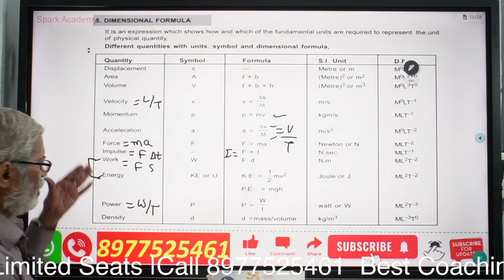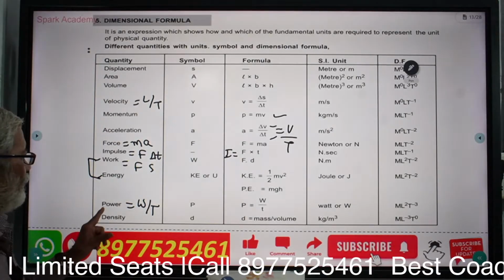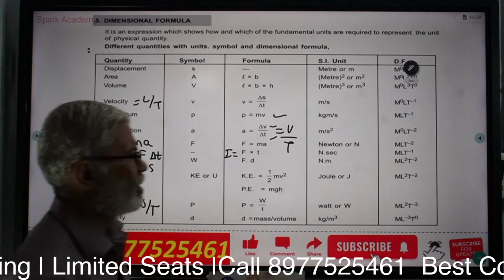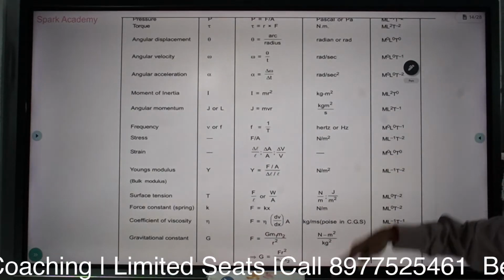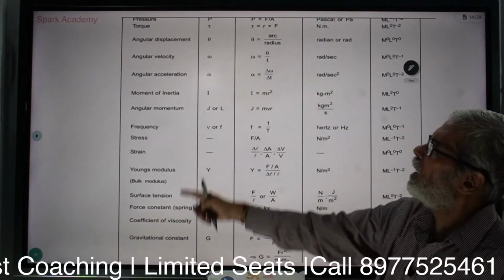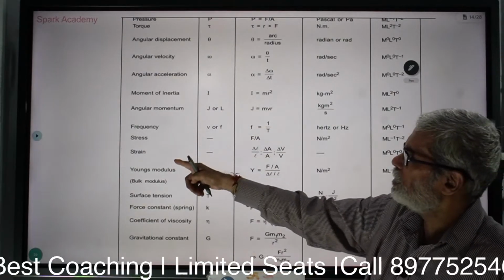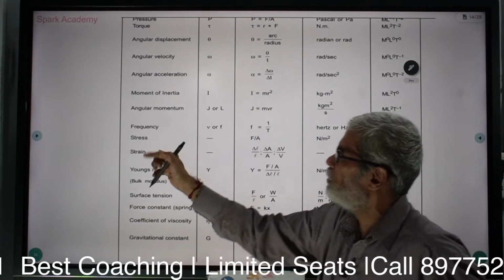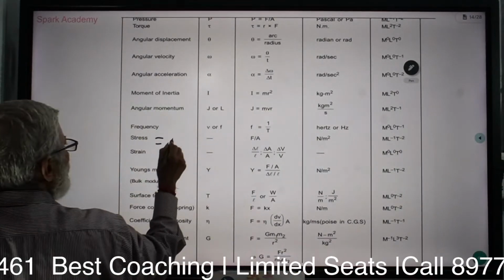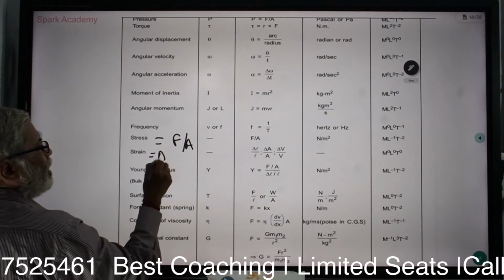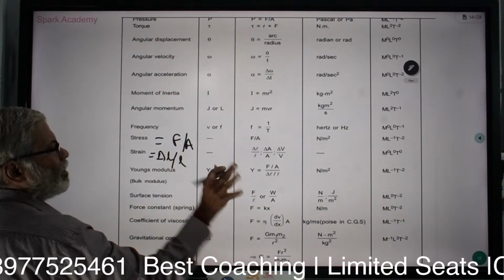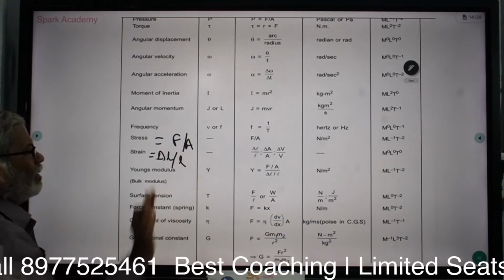So here the formula is very, very important. Power is work by time; all these things you should know. Like that, so many charts are there. I will show you the charts. See, this is one chart. Suppose you take stress: stress is force per unit area. What is strain? Change in length by original length. No dimension, because L and L cancel.